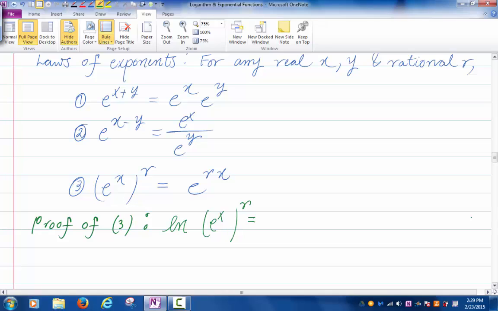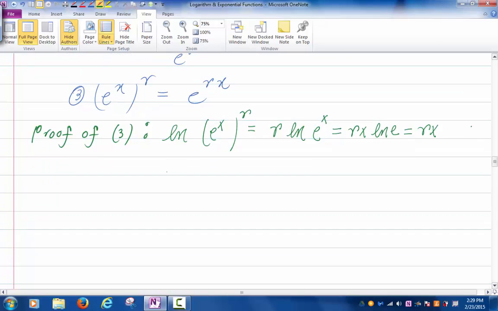Well, for ln, we have the third rule of ln, which says that this is the same as r ln of e to the x, right? That's the third, but I can apply the third rule one more time. This is rx ln of e, which is rx.